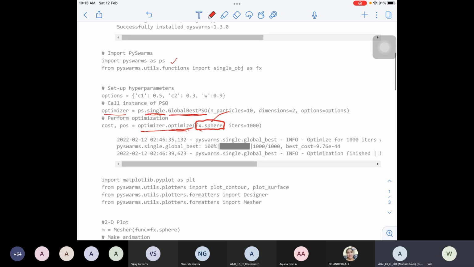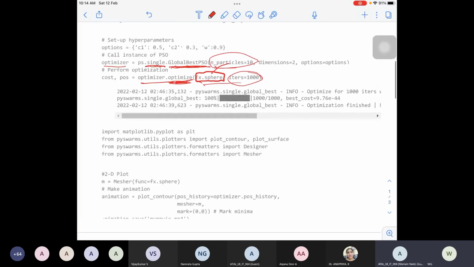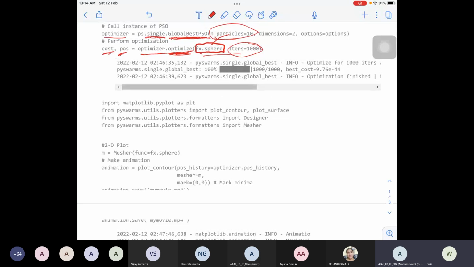Once you select the kind of optimizer that you want to use, you can select the function that you want to optimize, how many iterations you want, and the number of particles and everything. Then you have the cost and the position after optimization given over here. So you have the final result on the left hand side.